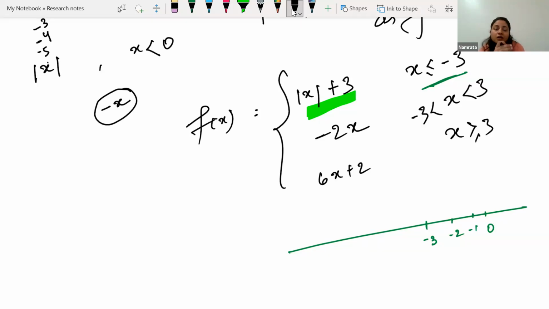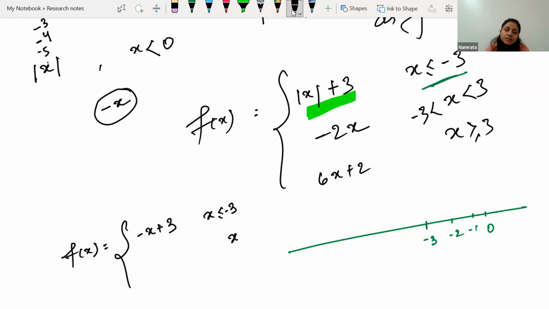This is the reason, this is the logic behind that. Okay, so we can write this function as f of x equals minus x plus 3 when x is smaller than or equal to minus 3, and when x is lying between minus 3 and 3 it is minus 2x. When x is greater than or equal to 3 it is 6x plus 2.